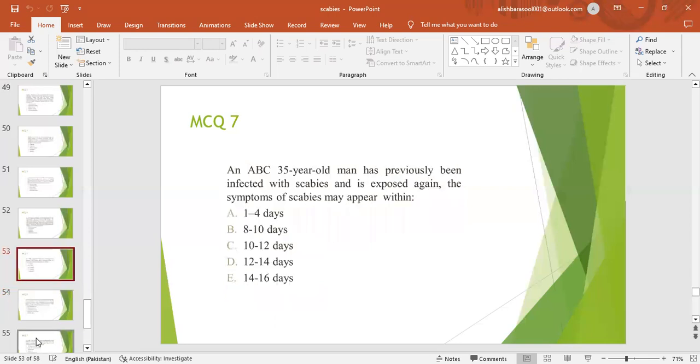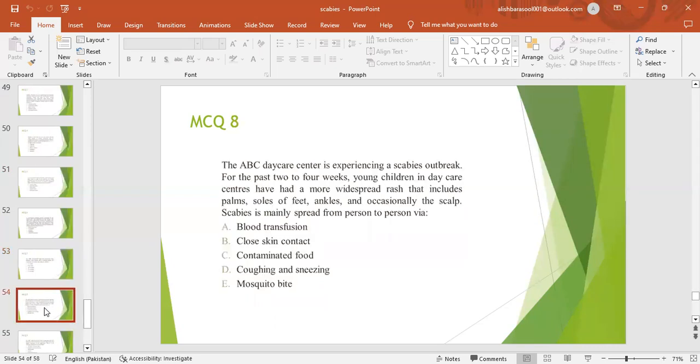An ABC 35-year-old man has previously been infected with scabies and is exposed again. The symptoms of scabies may appear within 1 to 4 days, 8 to 10 days, 10 to 12 days, 12 to 14, 14 to 16 days. D. 1 to 4 days.